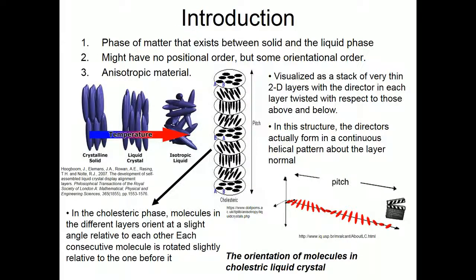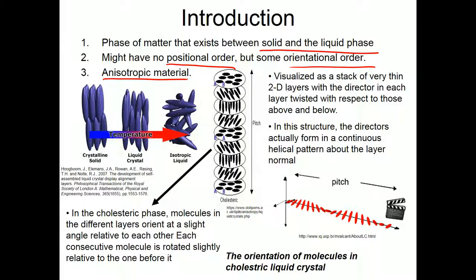So, let us see. This is part of the introduction. You can see the phase of matter that exists between the solid and liquid phase. It may not have any positional order, but some orientational order. So, there is some basic orientation that you will have. It is an anisotropic material.